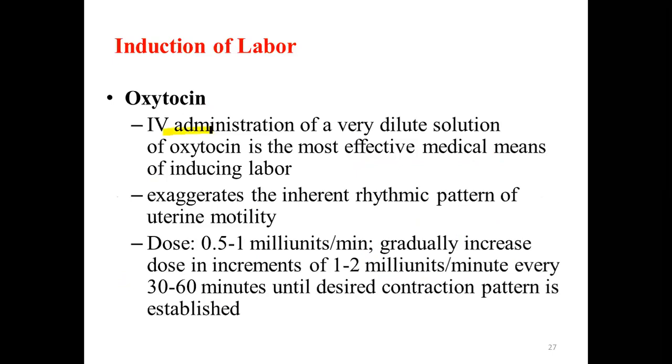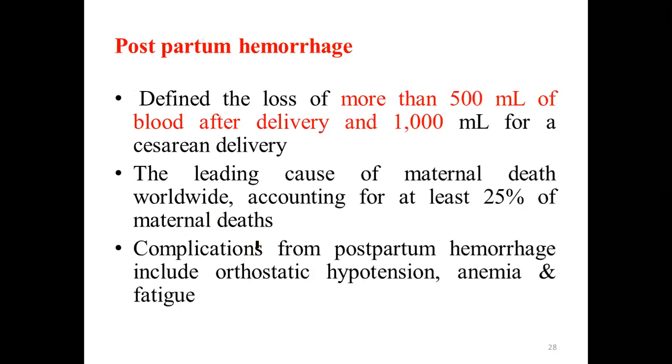By the way, oxytocin is not given orally. It is a polypeptide, so it would be destroyed immediately in the GIT, so it has to be given via another route of administration. IV, IM, and I think it can also be given subcutaneously or intranasally, but IV and IM are the most common routes of administration. The dose is 0.5 to 1 milli unit per minute. This is the most common dose considered during labor, 0.5 to 1 milli unit per minute.